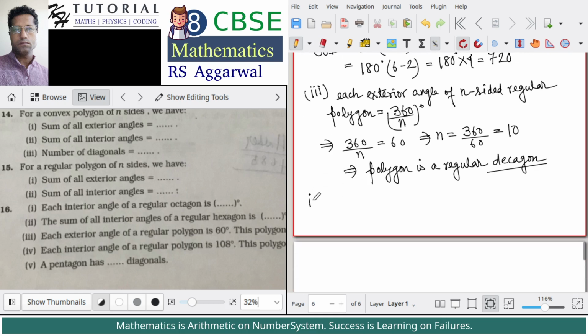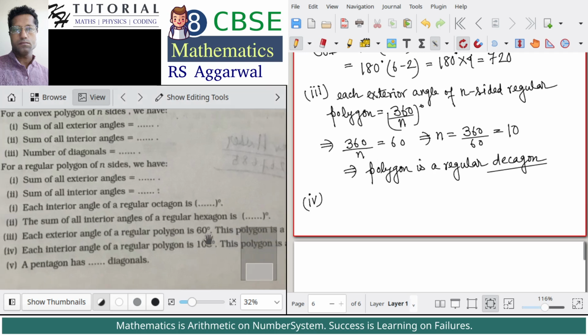Part 4. Each interior angle of a regular polygon is 108 degrees. This polygon is a... okay, so we have to basically find the number of sides. So I am doing the solution in short. Each interior angle of a regular polygon is 180 degrees multiplied by n minus 2 divided by n, where n is the number of sides of the regular polygon. This is given to be 108 degrees.